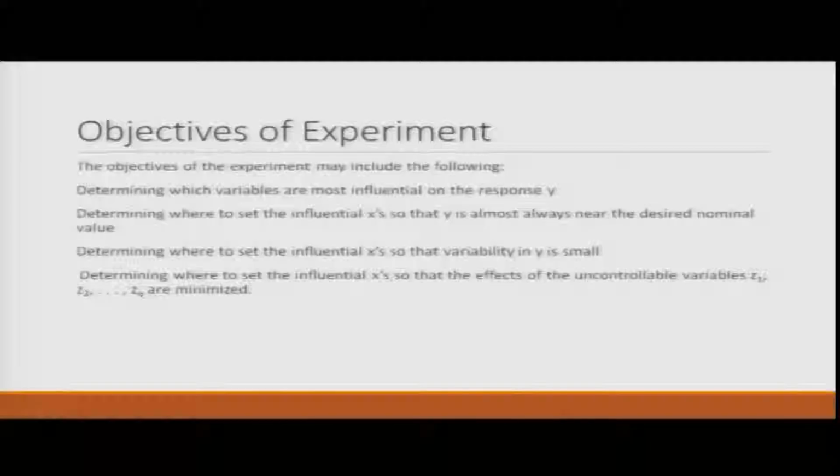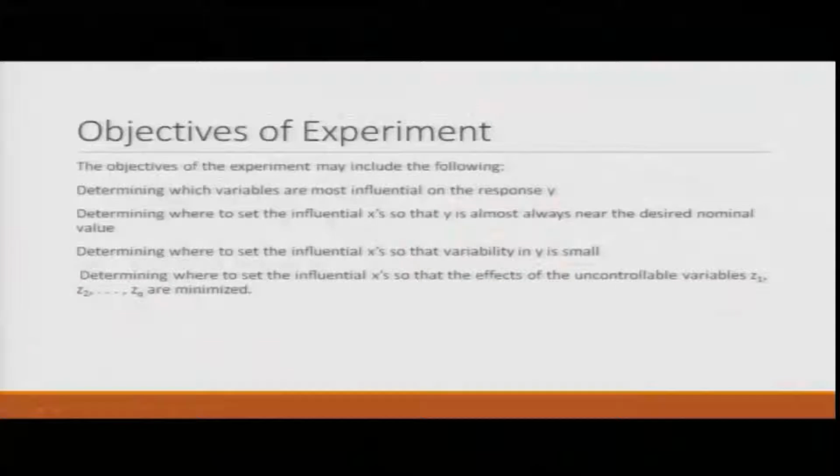If you remember, we mentioned that unbiasedness and consistency were two important properties. These are absolutely essential when you are trying to understand how the test is to be conducted and what the important things are that we should remember. We should also remember where to set the influential x's so that the effects of the uncontrollable variables, z1 to zq, are minimized and kept to the lowest level.